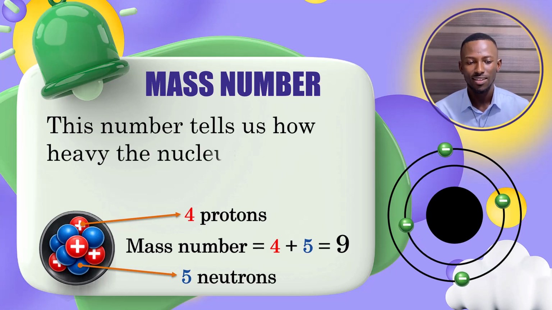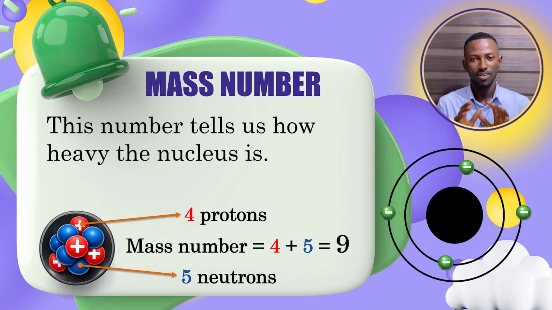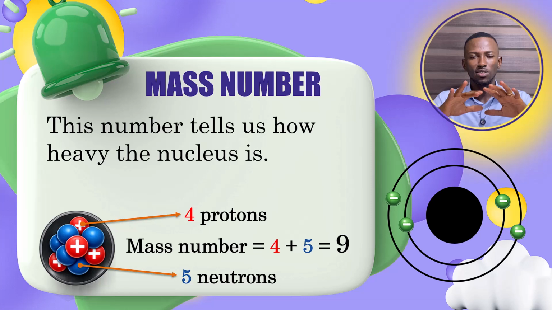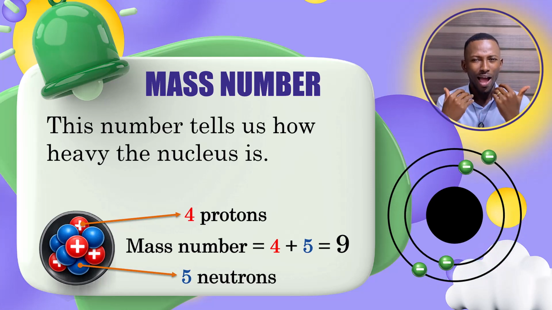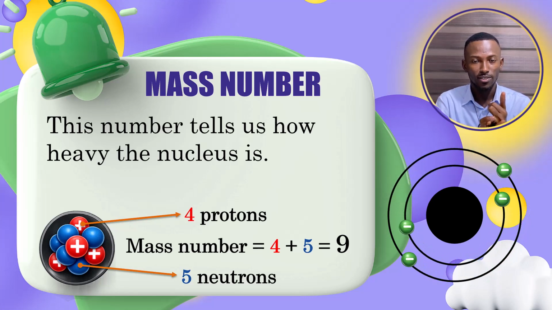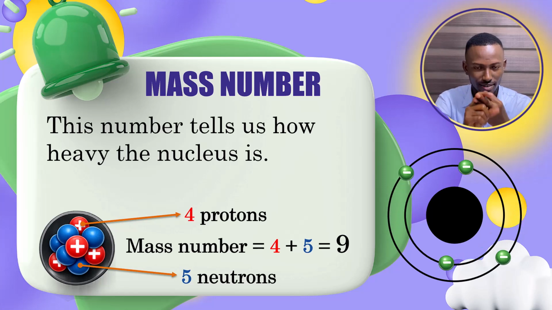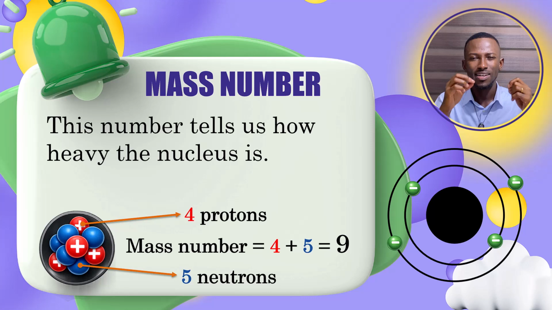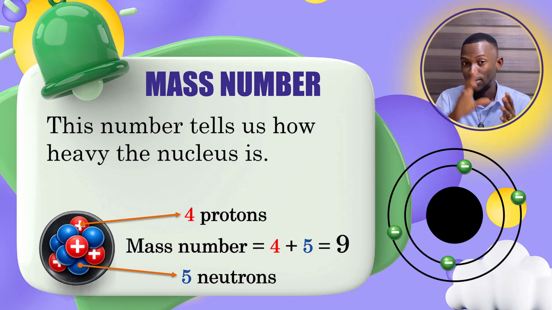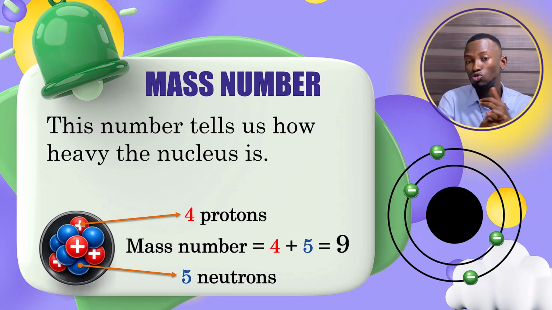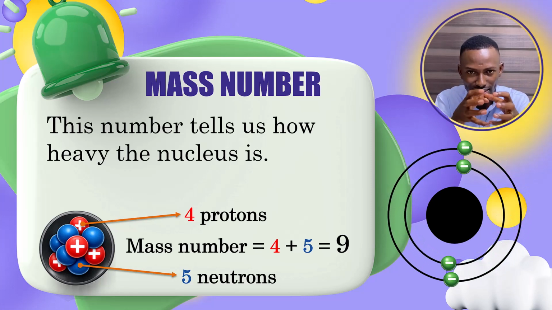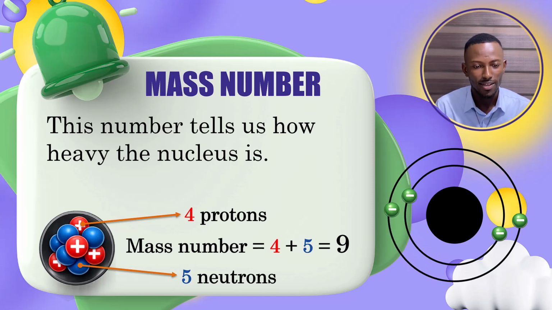So this number tells us how heavy the nucleus is. Mind you, when we are talking about mass number, which is also known as the atomic mass, it just refers to the mass of the entire atom. So ideally, it should be the mass of the proton plus the mass of the neutron plus the mass of the electron. But because the electron's mass is really negligible, it is ignored, and we focus on only the mass of the protons and then neutrons. As a result, the entire mass of the atom tends to be concentrated in its nucleus. So keep that in mind.